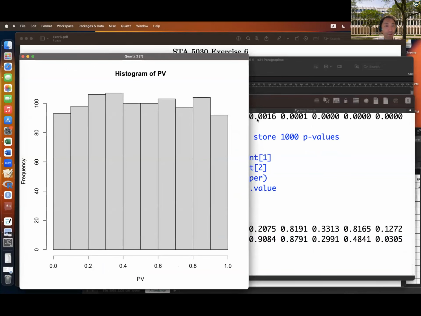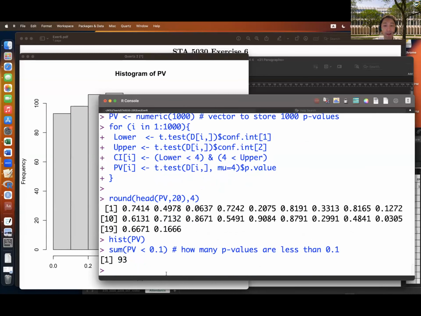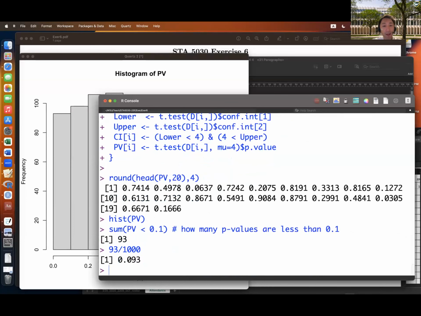Of course, we only have 1000, so we have some difference between the heights of these bins, but mostly this is uniformly distributed between 0 and 1. And you can see how many p-values are less than 0.1 by doing this. How many p-values are less than 0.1? Then this is about 10%. So 93 over 1000 is about 10%.